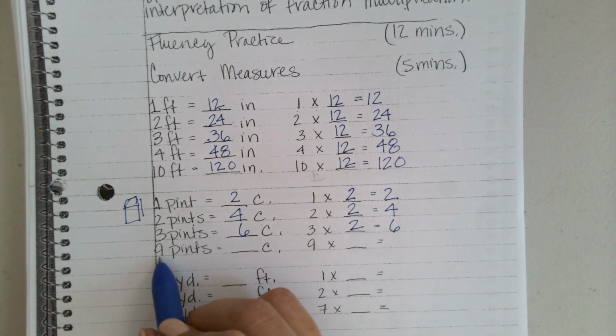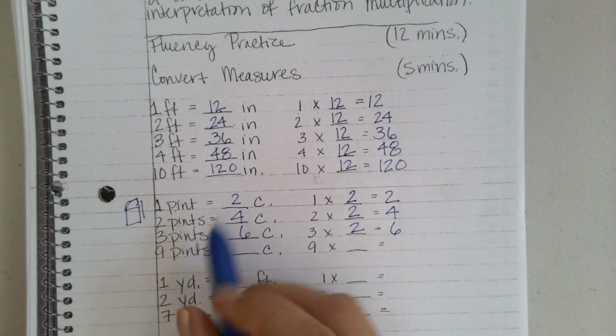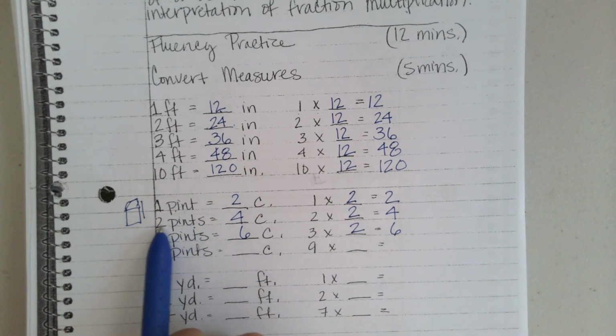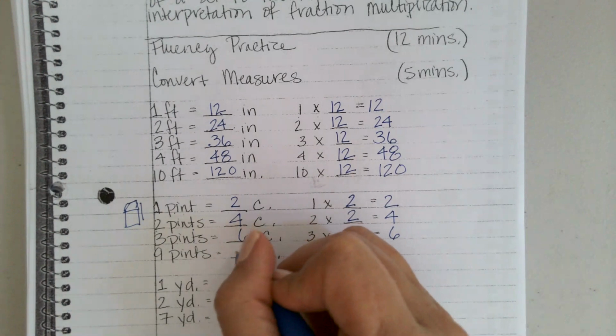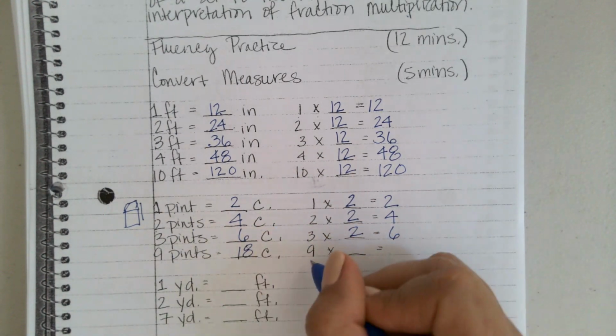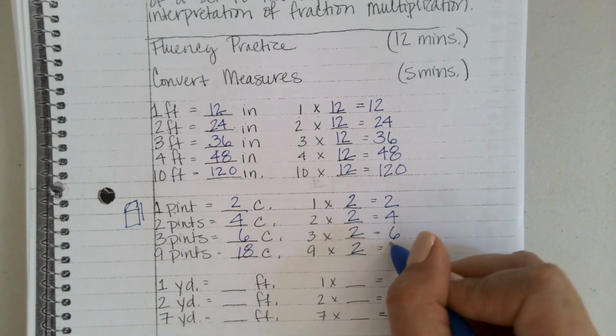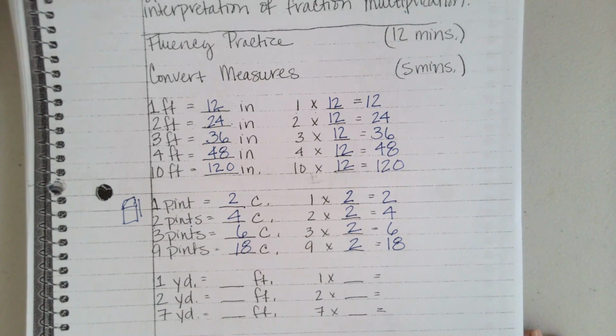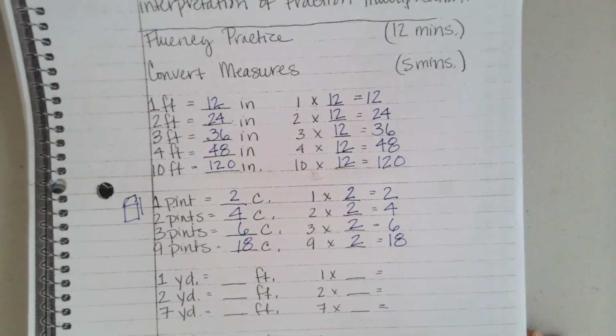Then we have 9 pints. So we're jumping again, but what are we multiplying by? 1 times 2, 2 times 2, 3 times 2. What are we going to multiply 9 times then? 2. 9 times 2 is 18 cups. 9 times 2 is 18. So that's how you figure that out. You could even make someone in your house this for the kitchen.